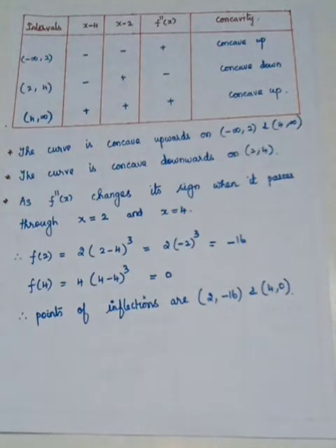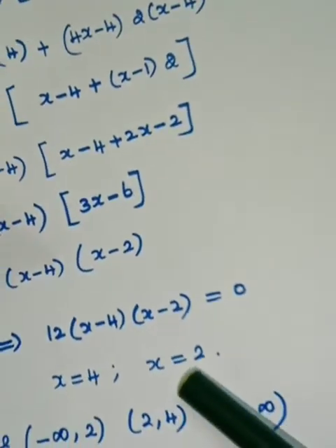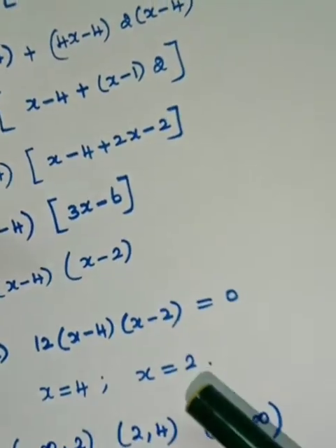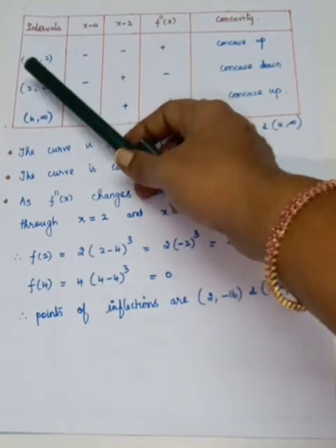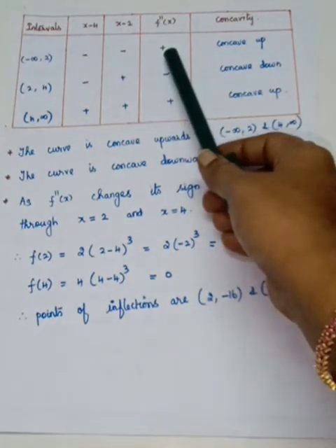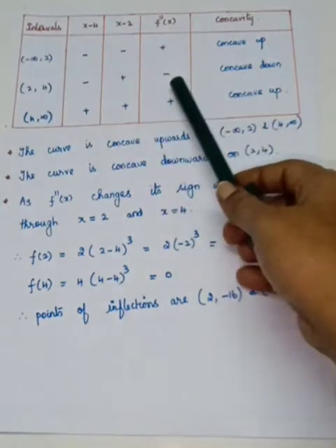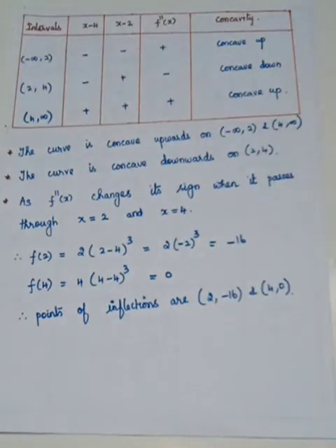Next we have to find the points of inflection. For the points of inflection, the first step is that f double dash of x exists, and it should be equal to 0. So we have equated f double dash of x equal to 0, and you are having these 2 points: x equal to 2 and x equal to 4. So x equal to 2, you consider. Before 2, the sign of f double dash is positive, and after 2 the sign is negative. So there is a change in the sign. Therefore, x equal to 2 is the point of inflection.